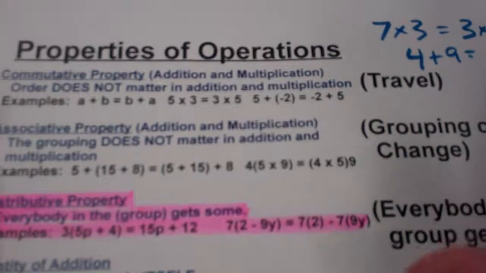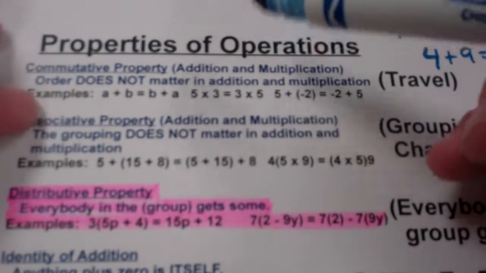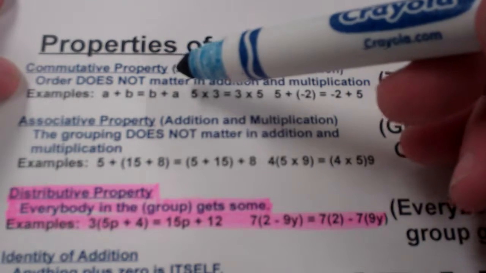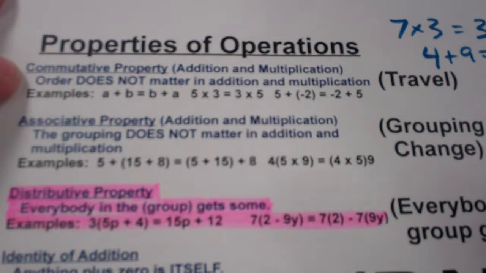Alright, this is a lesson on Chapter 5, Lesson 3. This is about properties of operations. It's going to be kind of a quick review. The commutative property states that you can add or multiply in any order that you want. So you can move things around.